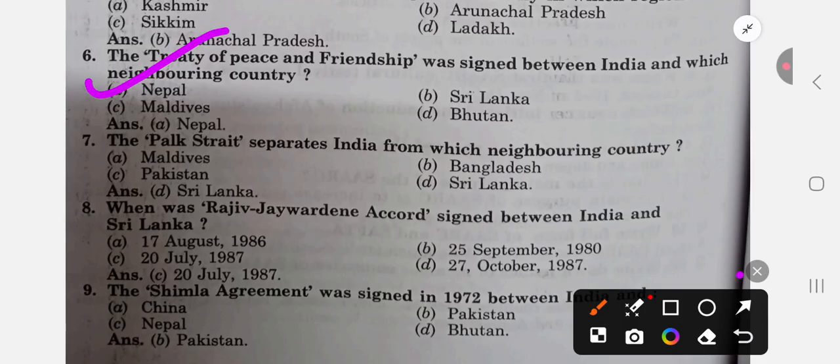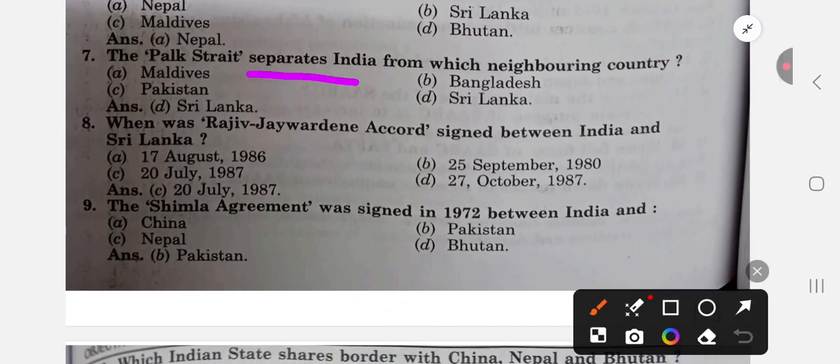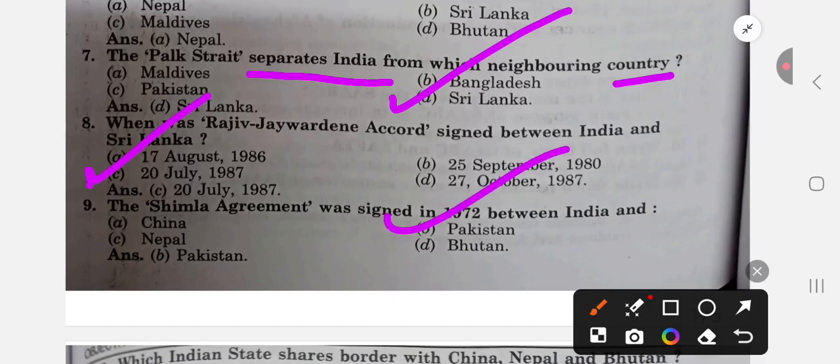Next question is, Palk Strait separates India from which neighboring country? It is Sri Lanka. The area of the ocean which separates India and Sri Lanka is known as Palk Strait. Next question is, when was the Rajiv-Jayawardene Accord signed between India and Sri Lanka? It was in 87. So let us check. C is the answer. 29 July 1987. The Shimla Agreement was signed in 1972 between India and Pakistan. So Pakistan is the answer.